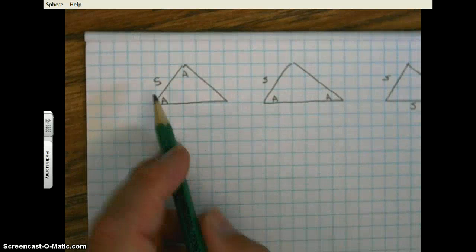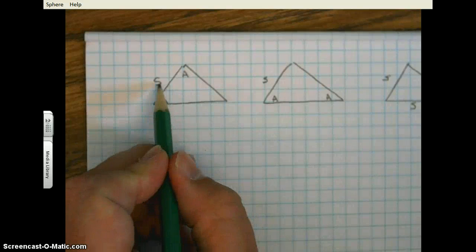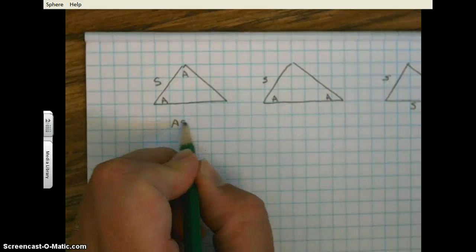The law of sines. First of all, we're going to have three types of triangles. The first type will have two known angles and the included side. This would be angle, side, angle.